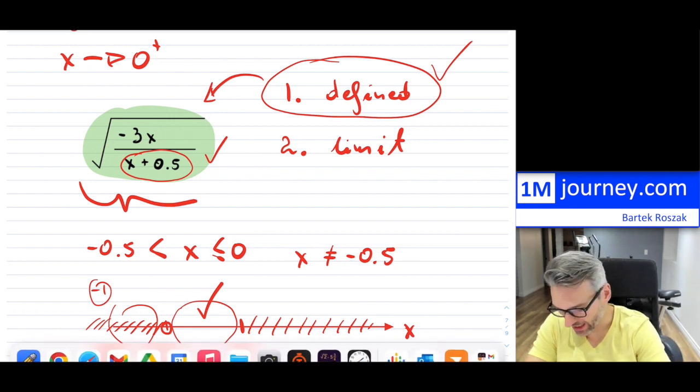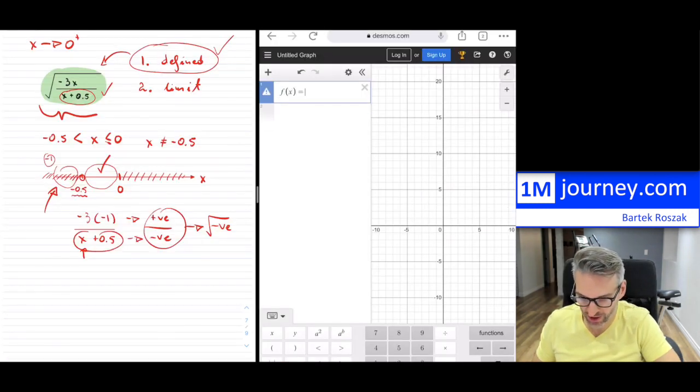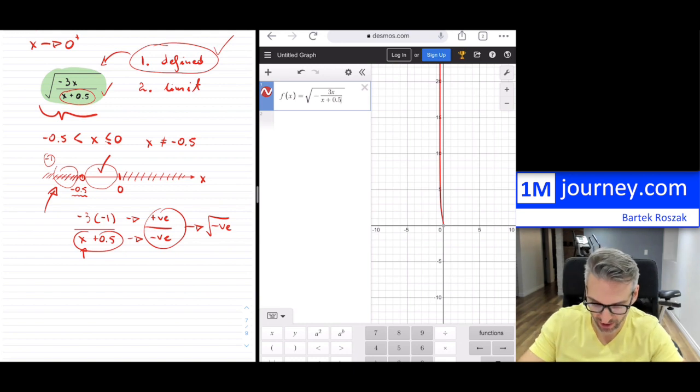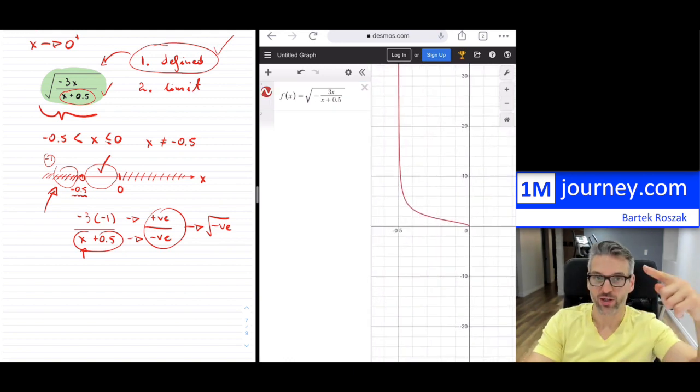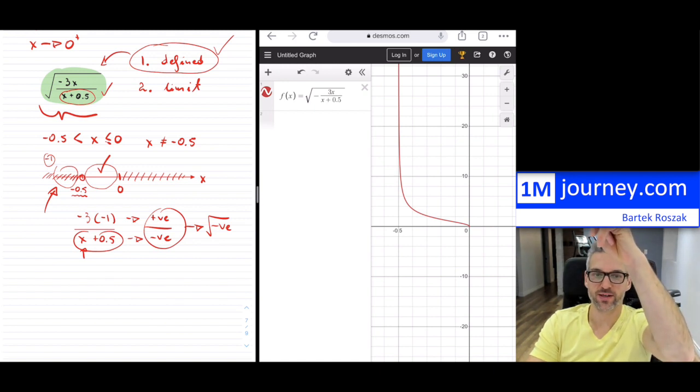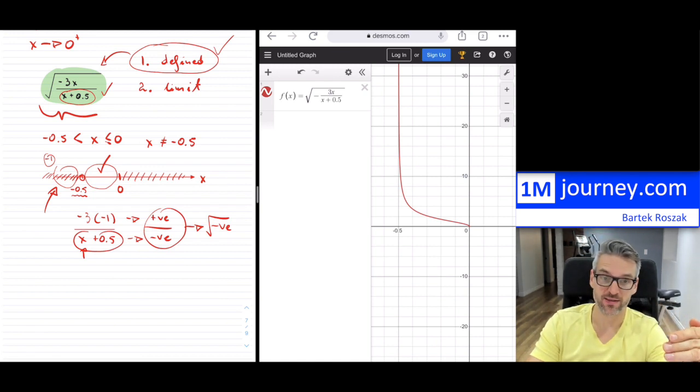In any case, let me load Desmos. Here is Desmos, and I'm going to put this in here: square root of -3x all over x plus 0.5, and notice what happens. This is how the function looks, and indeed it looks like it's blowing up on us, right? It never really touches -0.5. It just starts blowing up as we get closer and closer, which makes sense because it's in the denominator, so it makes it bigger.